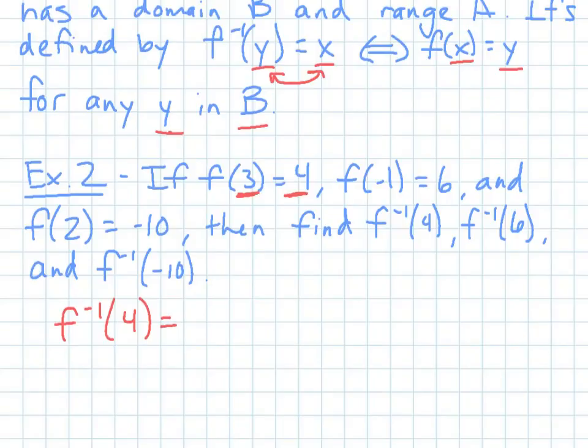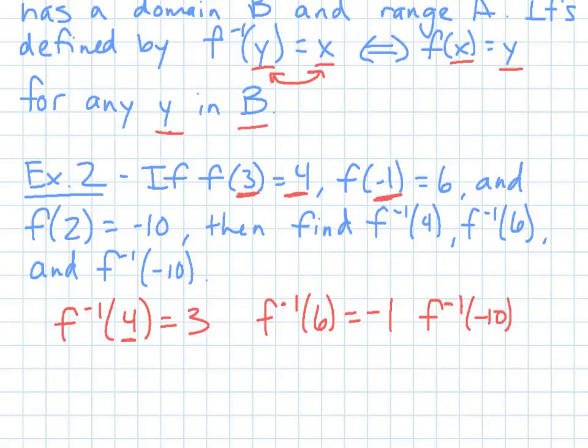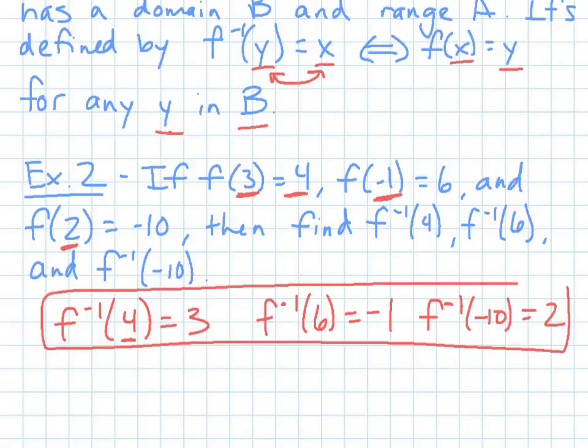remember those values switched up there. So this is your y value, 4, so my x value that's related to it is 3 because it's a 1 to 1 function. Okay? F inverse of 6 looks like it'll be my x value, which was negative 1, and f inverse of negative 10 is going to be the x value for that, which is 2. Okay? So the inverse of any y value will be its corresponding x value, because they only have one attached to each other. They're always intertwined that way. Okay?